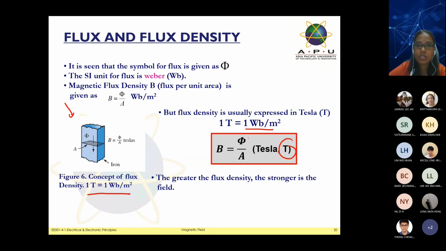Why do we need to know that 1 T equals 1 Wb per meter squared? Because you need to convert. Sometimes they request you to convert the flux density to a value in Weber per meter squared. So that's the reason you need to take note, based on the way they converted this unit.